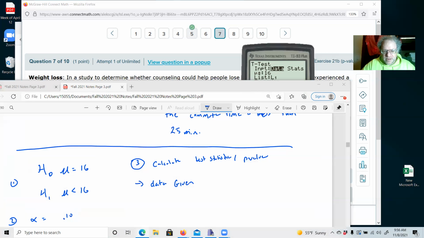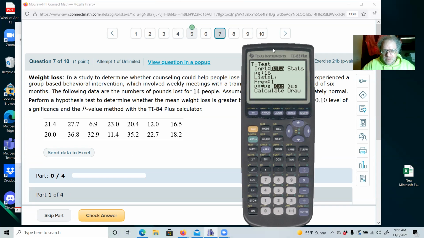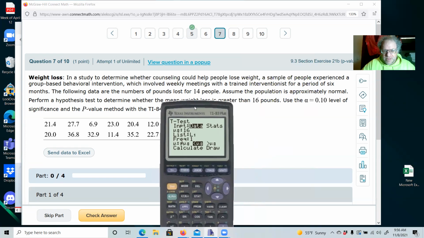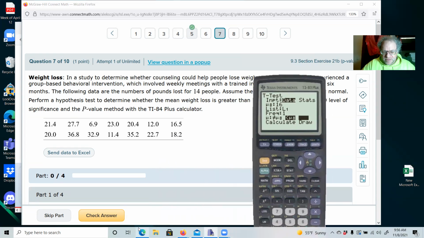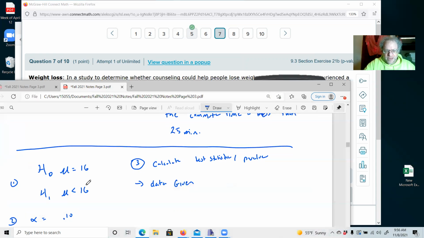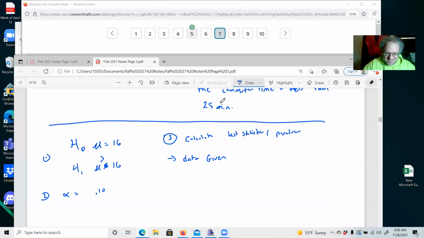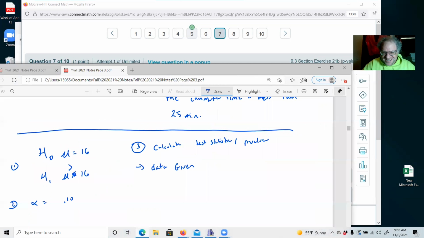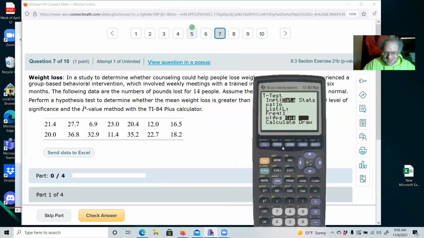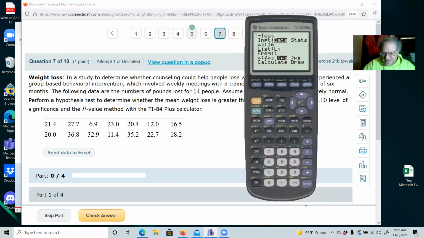Oh, I didn't want less than. I think I wanted greater than. Let's double check that. The mean loss greater than 16 pounds. Let's fix our thing here. Okay, we wanted greater than 16 pounds. If you caught that, we're yelling at the computer, wait, fix it. Okay, I saw it, thanks. We're good. All right, and then we're going to go ahead and hit greater than, right? And then calculate.